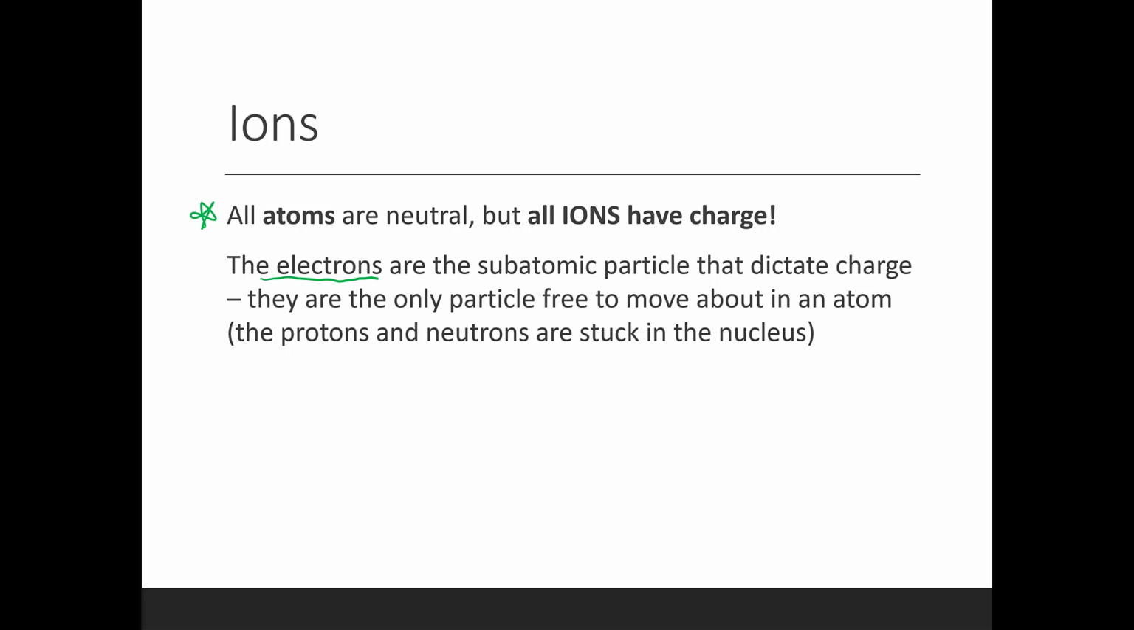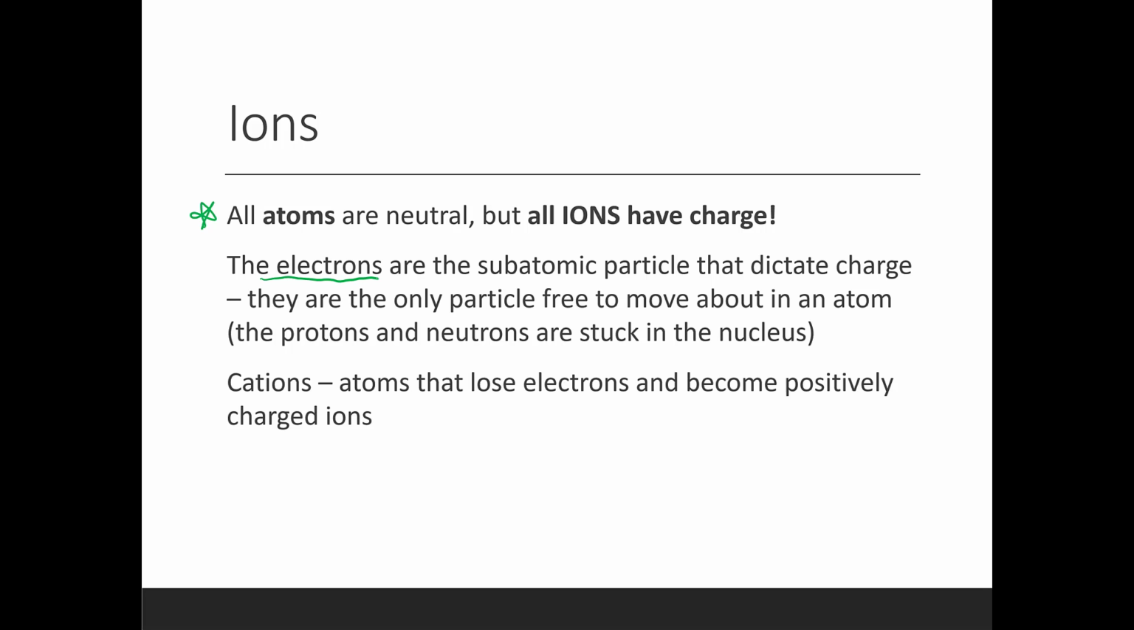The electrons are the subatomic particle that dictate the charge of an ion. They are the only particle that is free to move about in an atom. The protons and the neutrons are stuck in the nucleus, and so the electrons are the ones that are free to move around, and they're actually what causes chemical reactions, the transfer of electrons between different elements. So this is what creates ions, when we have a different number of electrons than we have protons.